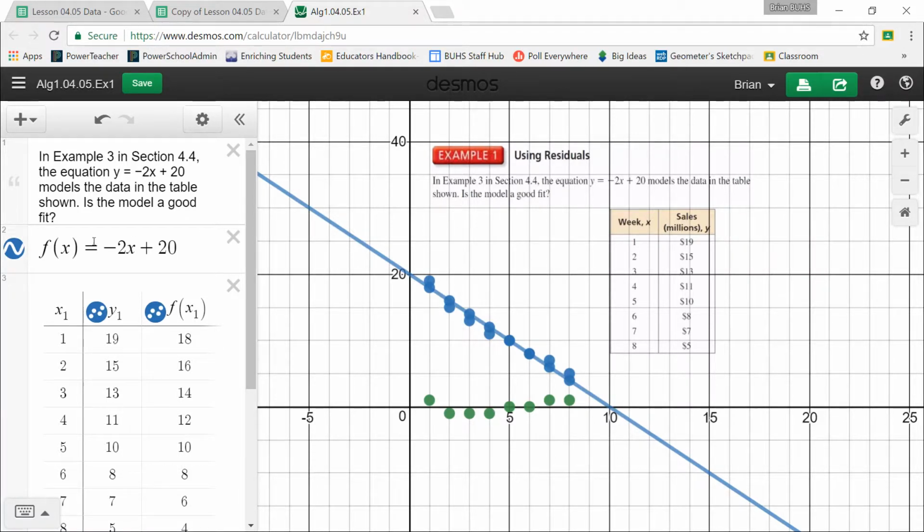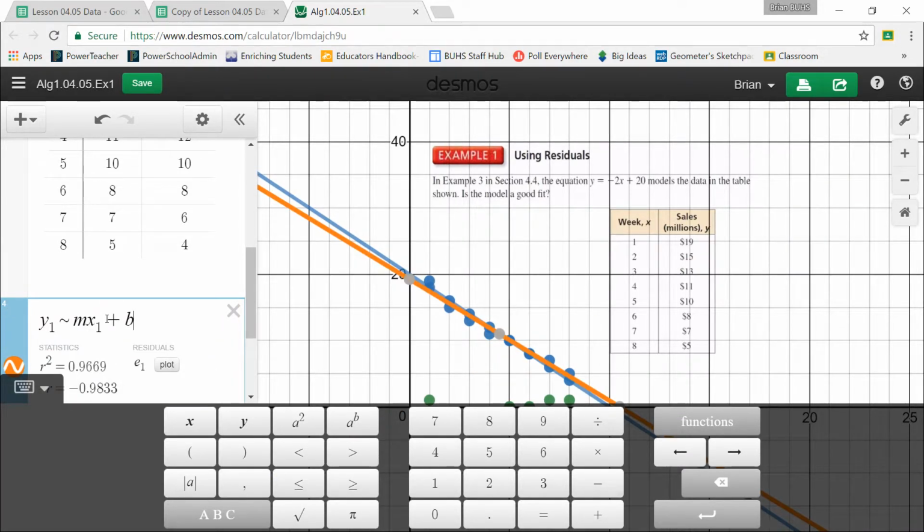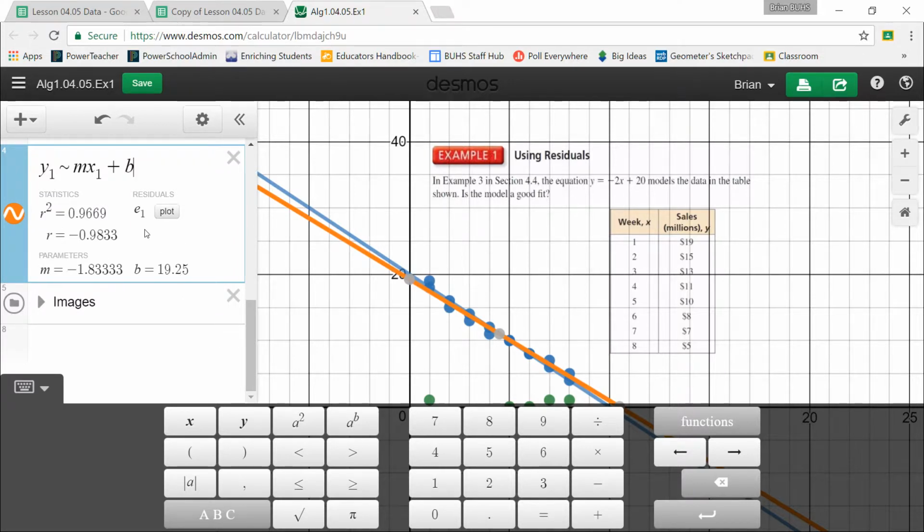Now it turns out Desmos can actually make a best fit line. Remember how we made our best fit line earlier? Let's make that for this one. Click down at the bottom of your table and type y1 tilde. So underneath the table, y1 tilde, let's do mx1 plus b. So this orange line is actually going to be better than our blue line. And look at this information here.